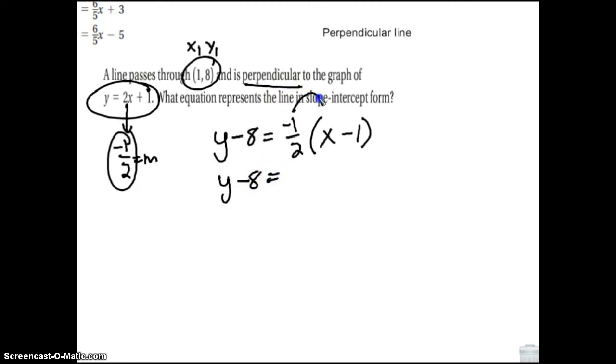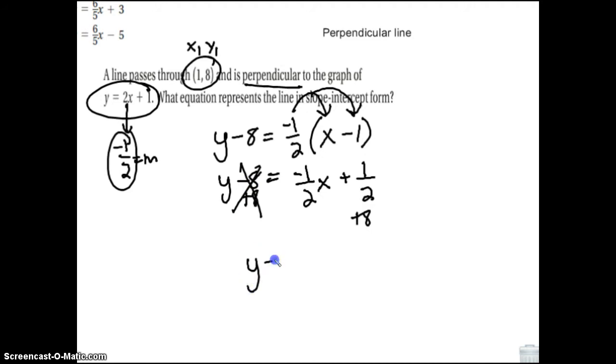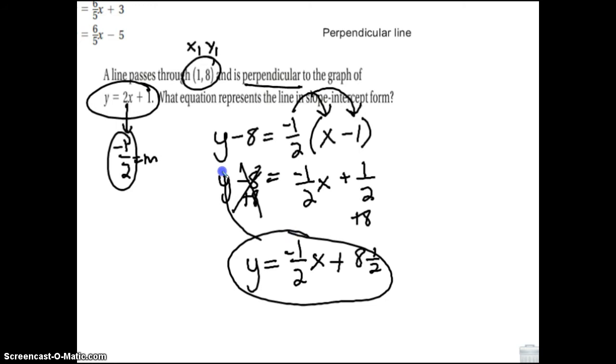We need to distribute the negative 1/2 to the x and the negative 1, which is negative 1/2 x plus 1/2. We're going to add 8 to both sides. I don't know why I put that y right there. We're going to add 8 to both sides. That crosses this 8 out, and we have y equals negative 1/2 x plus 1/2 plus 8 is 8.5, or you could write 8.5. This line is perpendicular, that was a weird line there, but to that line. Notice their slopes are opposite reciprocals, which means it's a perpendicular line.